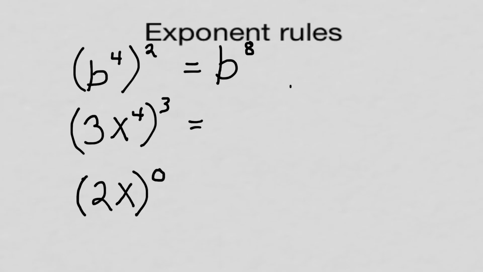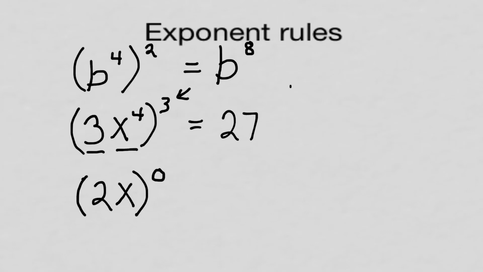Second problem. I've got a number and I've got a variable with an exponent. This 3 on the outside, the exponent, applies to the number and then to the variable. So the first one is going to be 3 to the 3rd. 3 times 3 is 9. 9 times 3 is 27.